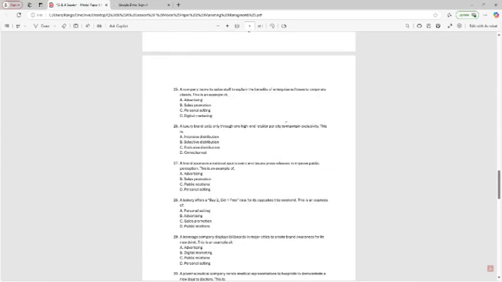So let's move to the question number 25. Next page, question number 25. A company trains its sales staff to explain the benefits of enterprise software to corporate clients. This is an example of staff එක train කරාලු. එයාලගේ software package එක clients ලට introduce කරා. What is that called? What kind of method they use? Advertising, sales promotion, personal selling, digital marketing.